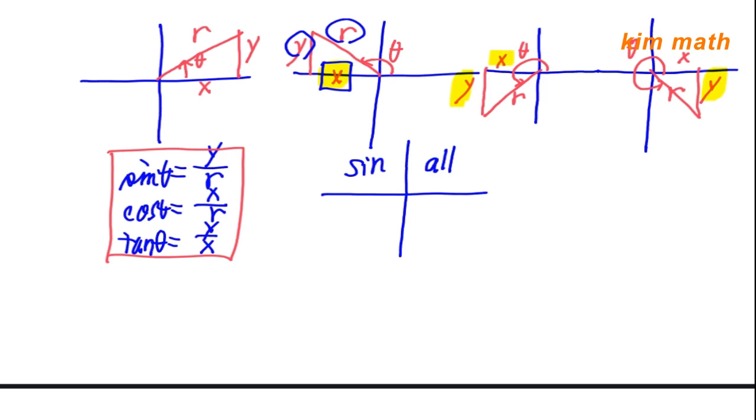Okay. If your angle is in the third quadrant, only tangent is positive. Look at this picture. This over this is a negative number divided by a negative number, which is positive. Okay, but sine and cosine are negative. And if your angle is in the fourth quadrant, only cosine is positive. Okay.